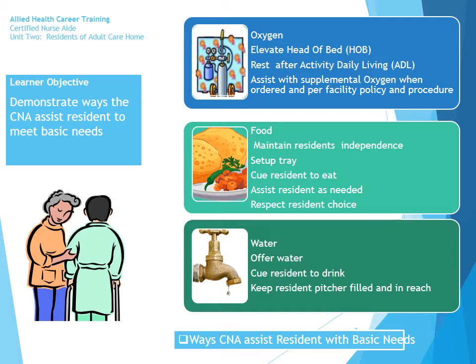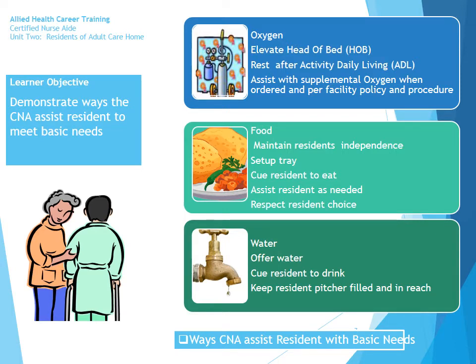So food. Let's talk about maintaining resident independence. Anything that we are doing, whether it's food or not, we want to have the residents have as much independence as possible. So with food, think about if they are not physically able to cut up their meat and feed themselves. What can you do to help them be independent?